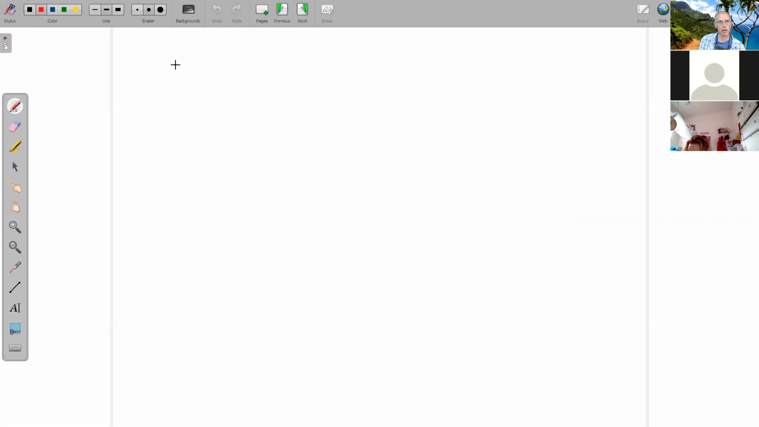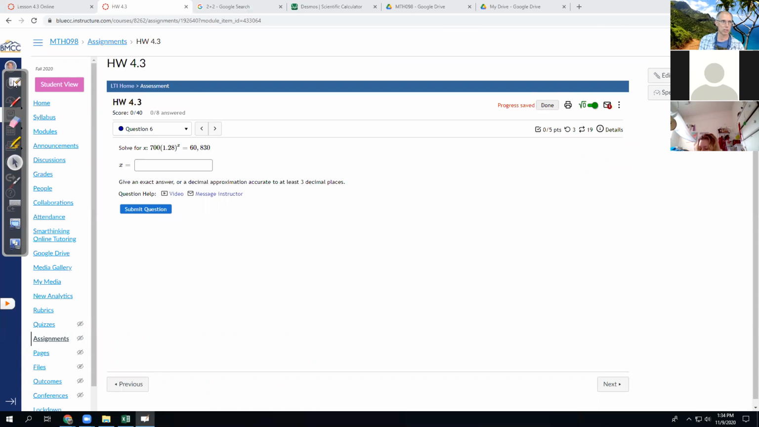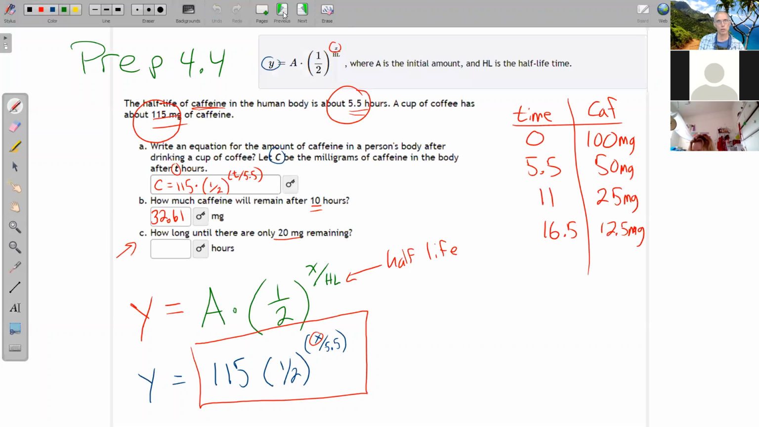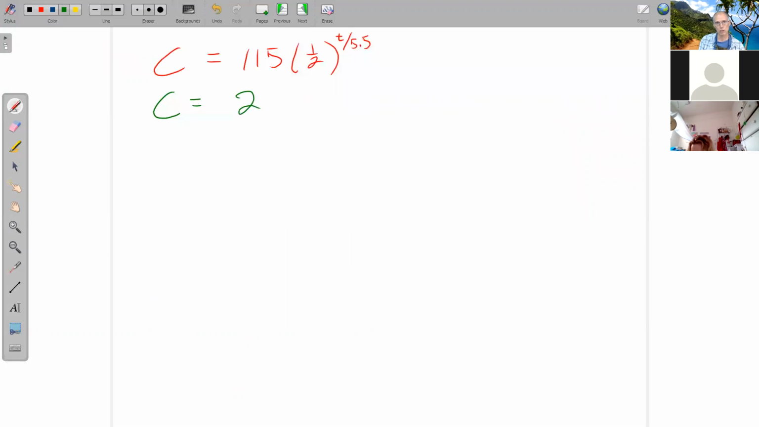So my equation now looks like C equals 115, parentheses 1/2, raised to the power T over 5.5. And then I was told, when is the caffeine going to be equal to, let's see, what was mine, 20 milligrams? Back here. 20 milligrams. So that means I have to set these two equal. So now I get 115, and it doesn't matter what side you write it on, to the T over 5.5 equals 20.